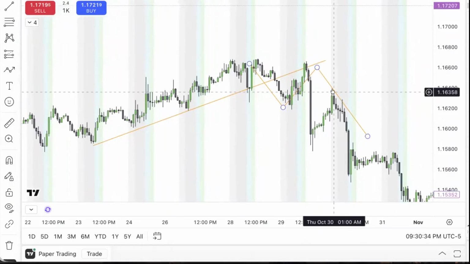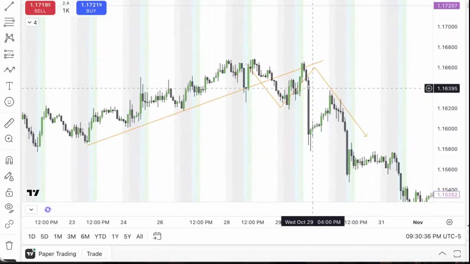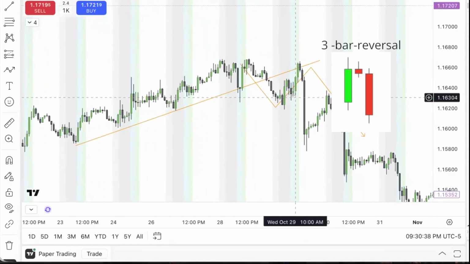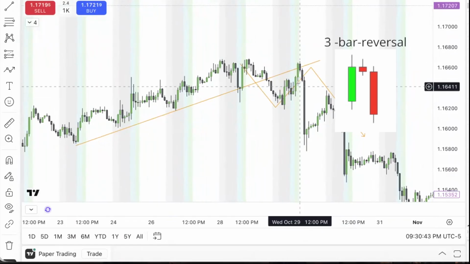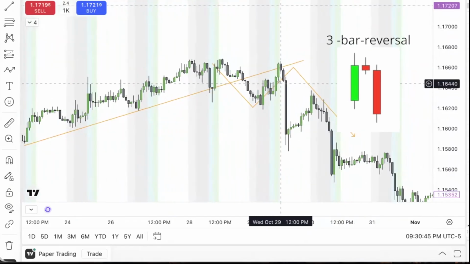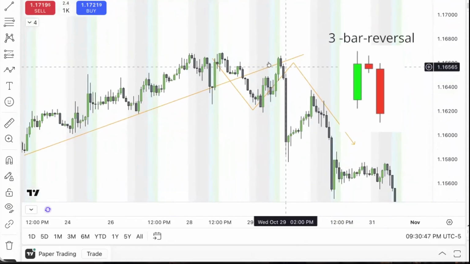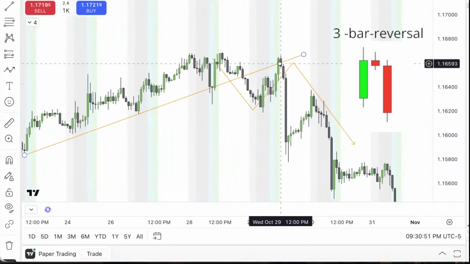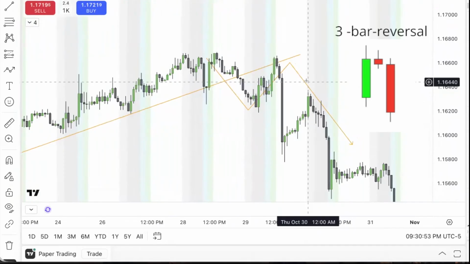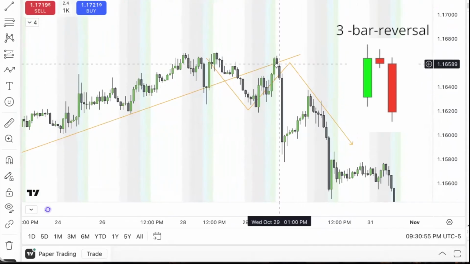But here we have a 3-bar reversal. So we see a place where price pushed up fairly aggressively, and then we have a candle of indecision, and we know that this candle is one of indecision because there are wicks on both ends and it has a short body. And then we have our third candle, which goes in the opposite direction.